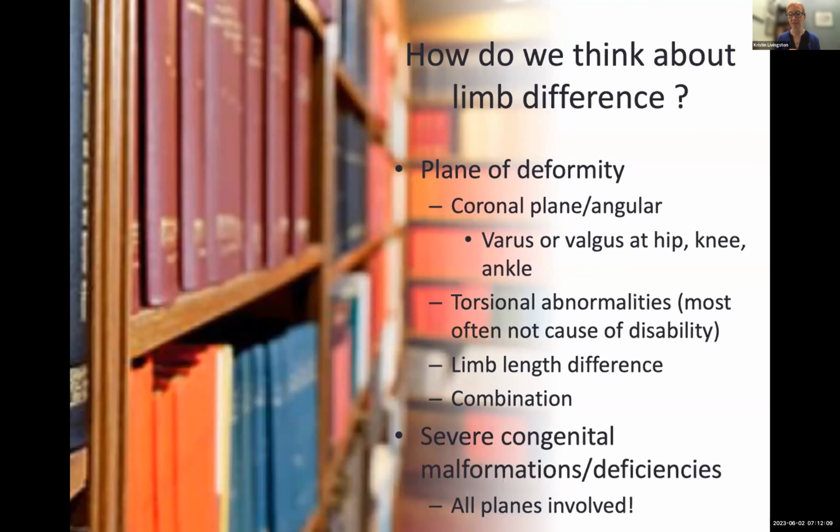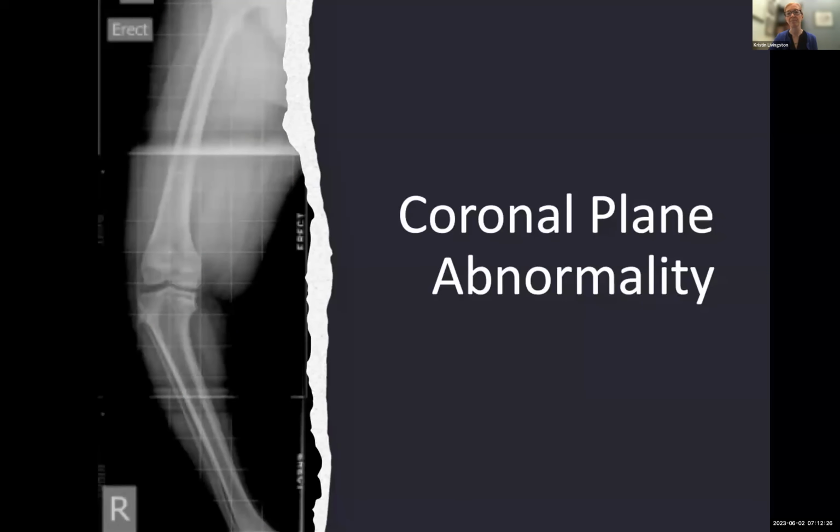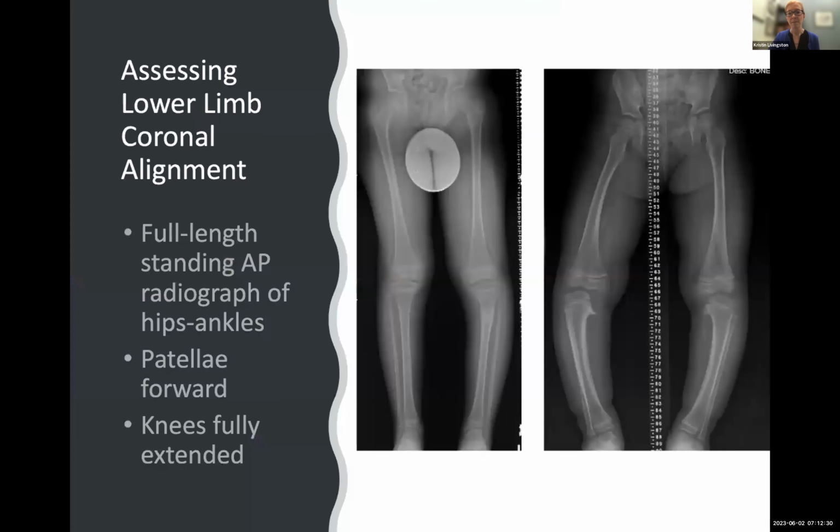And then limb length differences, of course, are a big topic. And then there's some that are more complex and are actually a combination of multiple planes of deformity. And these would be the severe congenital malformations and deficiencies, where we really have all planes involved and we have to think about all things at the same time. So I'm going to start with a few examples of coronal plane abnormalities.